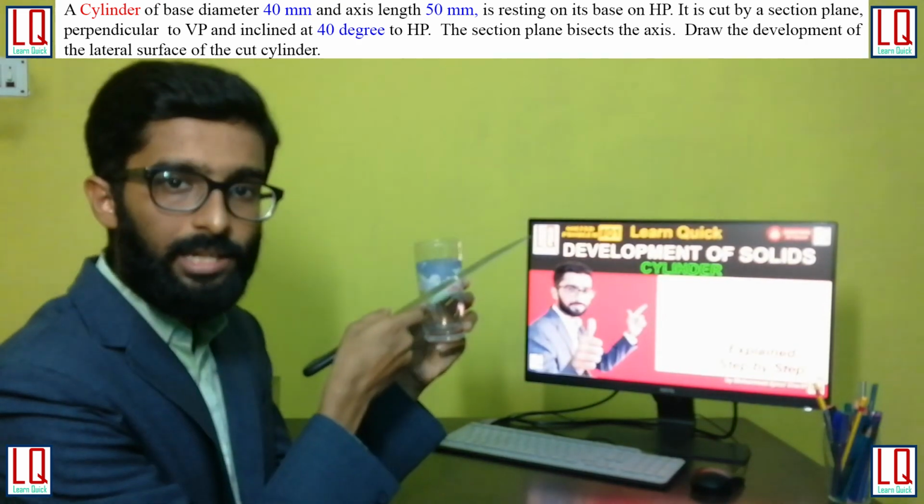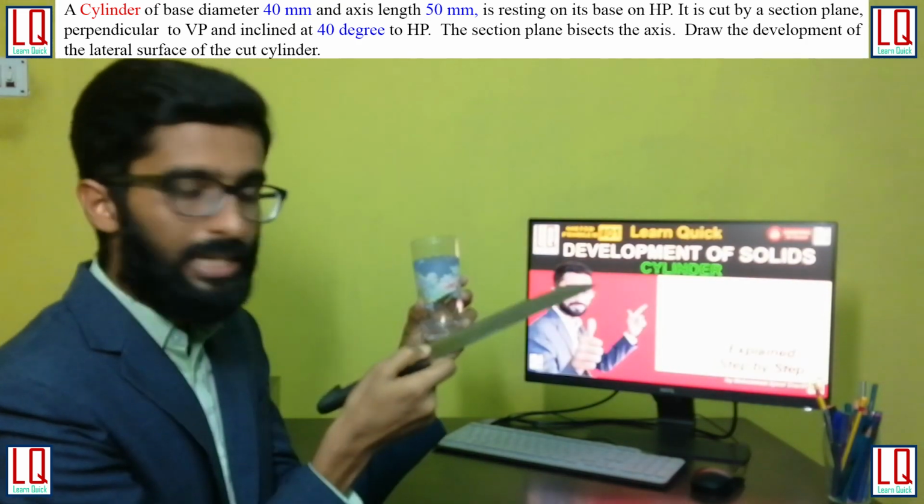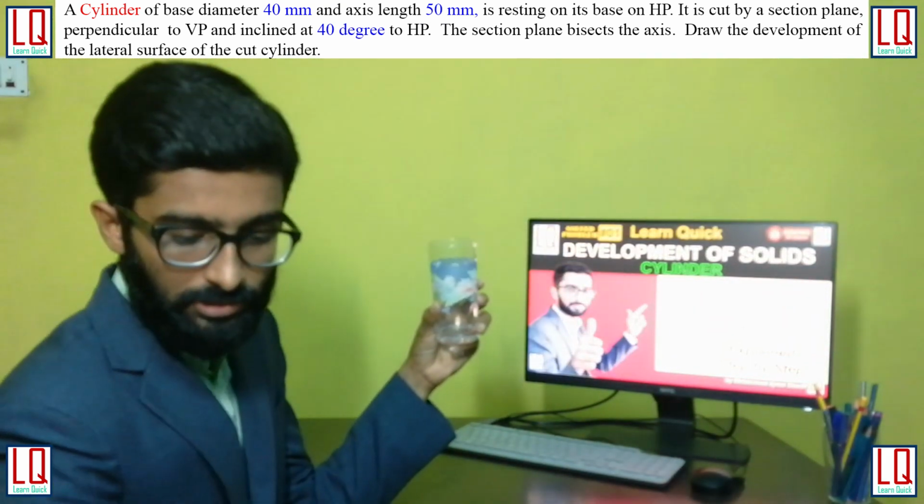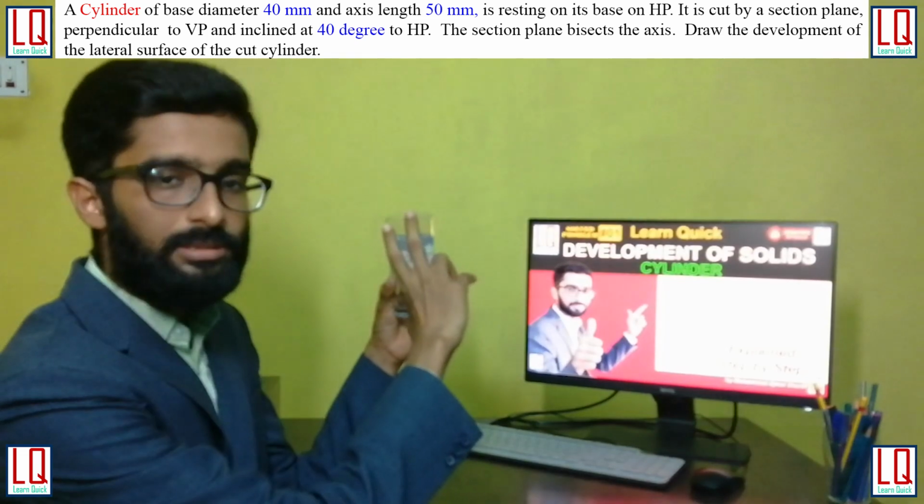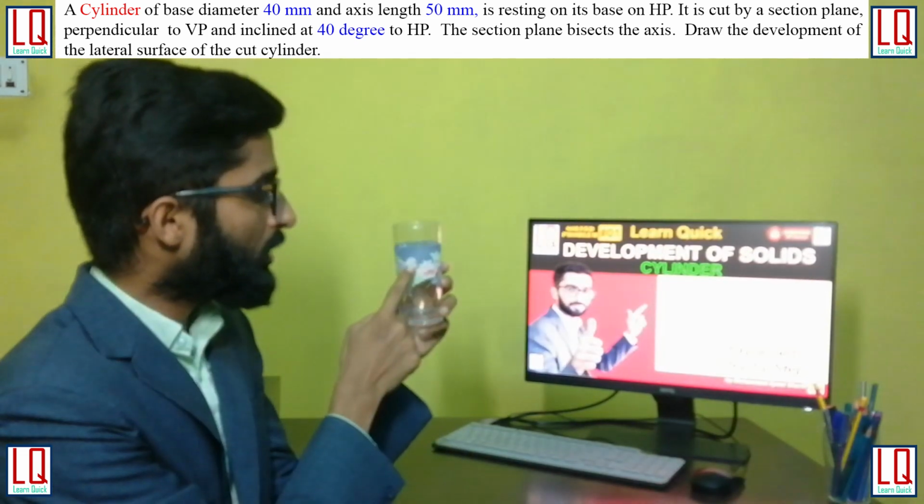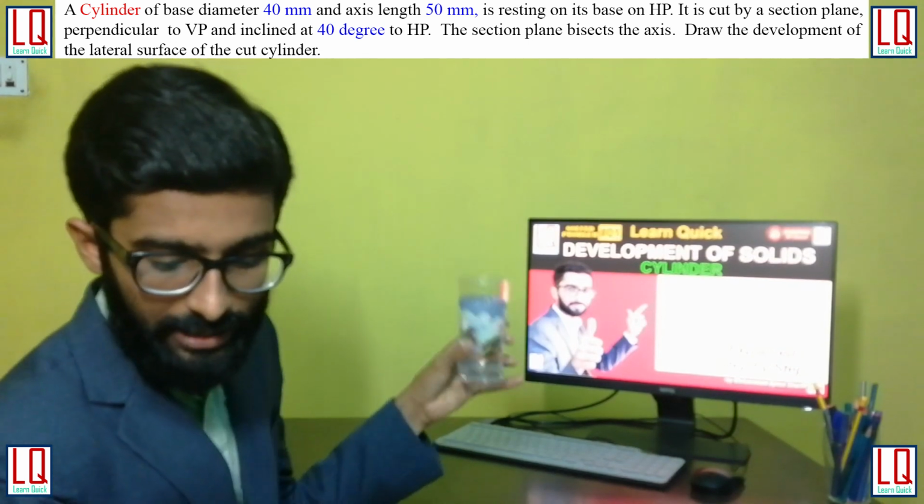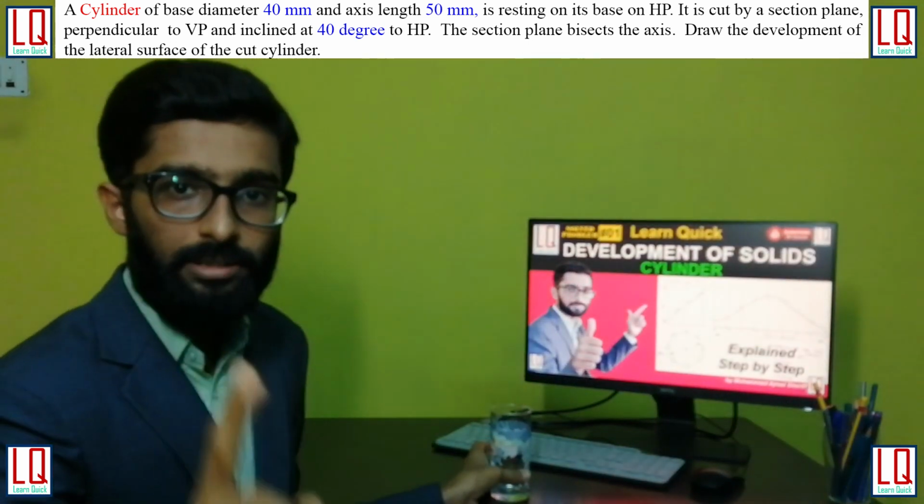So keeping the cutting plane at 40 degree, this cutting plane meets the cylinder and it bisects the axis. So the height of the cylinder is 50 mm. So at 25 mm it bisects and the cutting plane angle is at 40 degree. So this is the part 2.